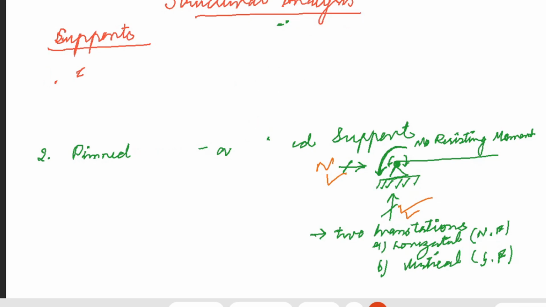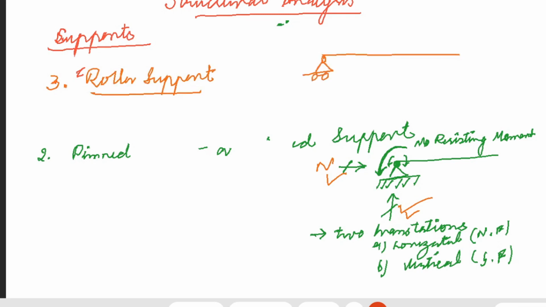Third one is your roller support, usually shown like this. How is this different from the other two support conditions? Firstly, whatever movement is there is allowed because of this bend. Now you will be having a vertical reaction, and it will be resisted.